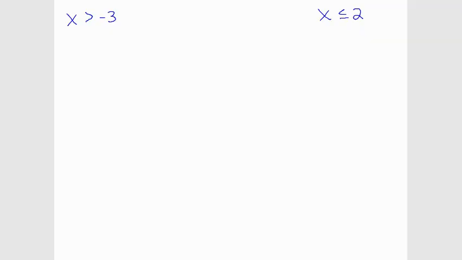Hello there. In this video, we are going to be working on graphing inequalities in one variable. So when we're dealing with one variable, it really means we're just dealing with a number line. So all of these answers will just reside on a number line. So how do we graph this?